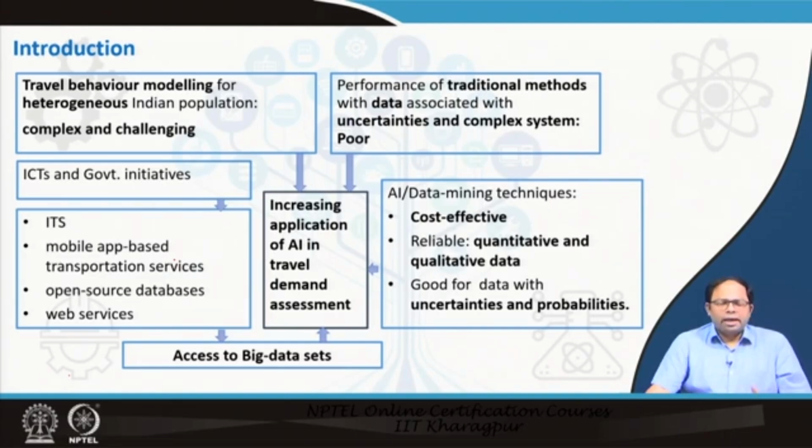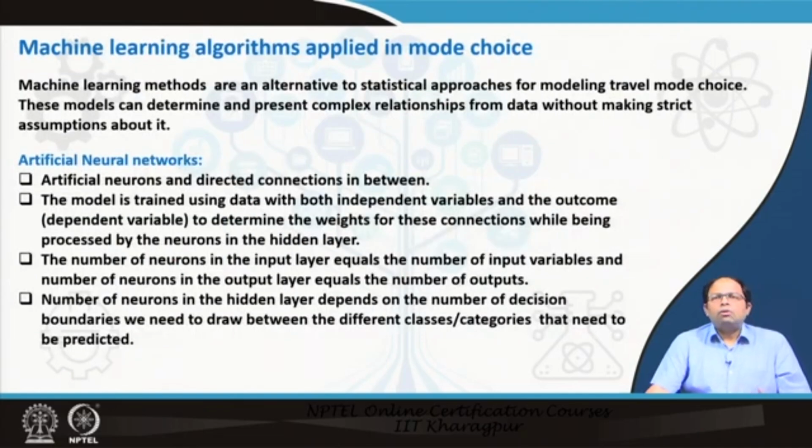Let us see what AI algorithms actually mean, or how we develop these artificial intelligence models. We use the term machine learning algorithms, and there have been examples of many researchers using machine learning algorithms for mode choice. These methods are an alternative to the existing statistical approaches, particularly multinomial logit, for modeling travel mode choice. And these models can determine and present complex relationships from data without making strict assumptions about it.